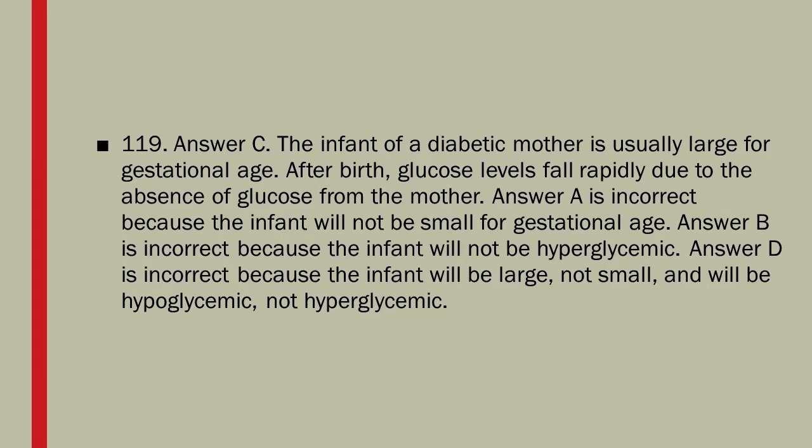119, answer C. The infant of a diabetic mother is usually large for gestational age. After birth, glucose levels fall rapidly due to the absence of glucose from the mother. Answer A is incorrect, because the infant will not be small for gestational age. Answer B is incorrect, because the infant will not be hyperglycemic. Answer D is incorrect, because the infant will be large, not small, and will be hypoglycemic, not hyperglycemic.